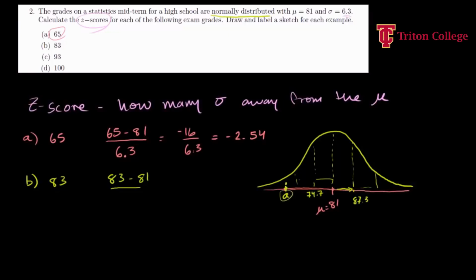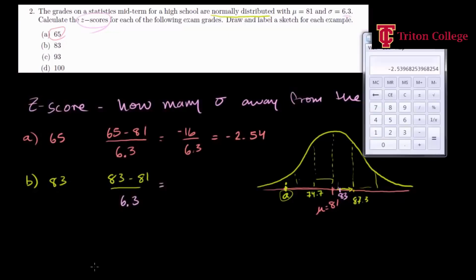Let me put A in here. A is like right there. And again, this is just me sketching here. So we know B is going to be right in this area here. It's going to be above our mean, right? It's 83, so it's going to be a positive number. So what we'll do is subtract 81 from 83. We'll get 2 divided by 6.3.